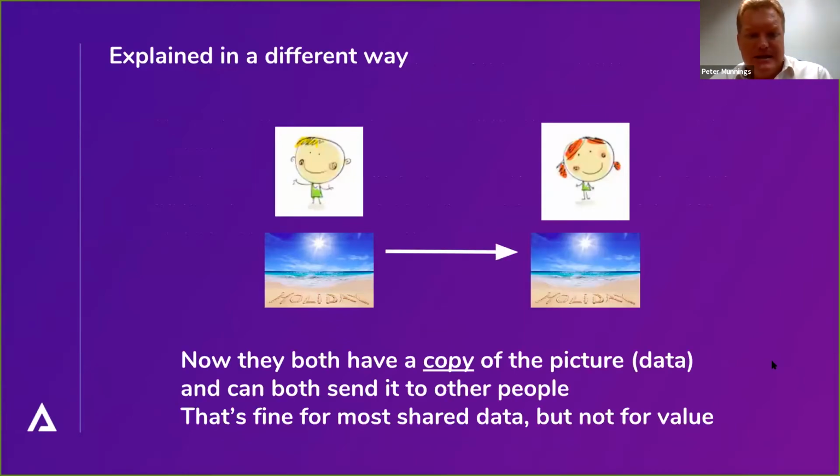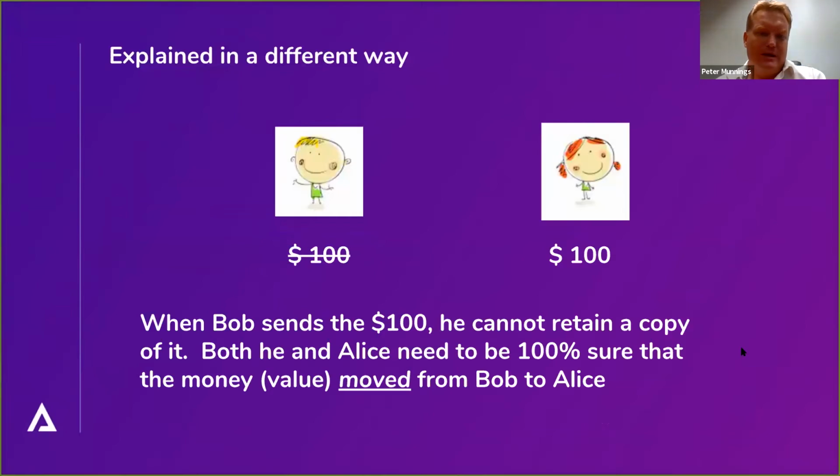He sends it across. Now, what happens typically is they both have a copy of that picture, of the data, and they can both send it on to other people. And this is fine for most shared data. But when it comes to value in a shared network, like a blockchain network, it's not fine at all. So if we have a look at the data that affects value, we see that when Bob sends the $100, he cannot retain a copy of it. Both he and Alice need to be 100% sure that the money moved. It wasn't copied, it was physically moved from Bob's account to Alice's account.